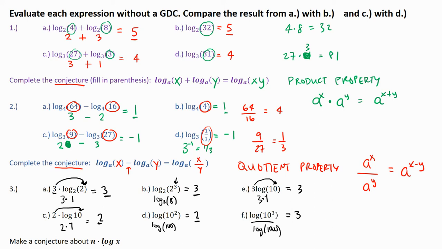So we get this last property called the power property that says we can take this n and move it into the exponent. And so we would get log x to the n. Okay. So those are our properties, 3 properties of logarithms.